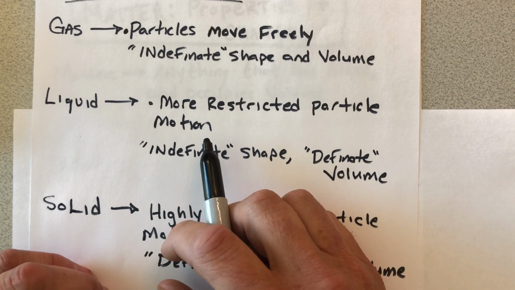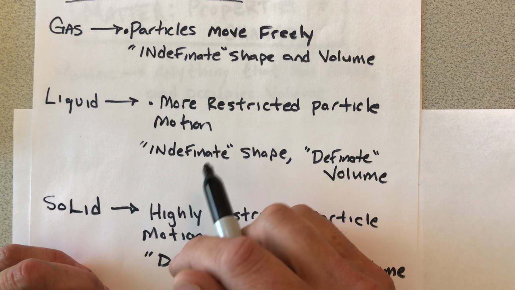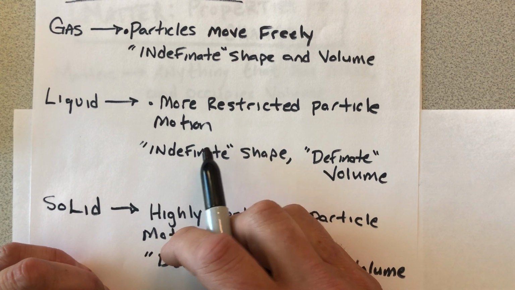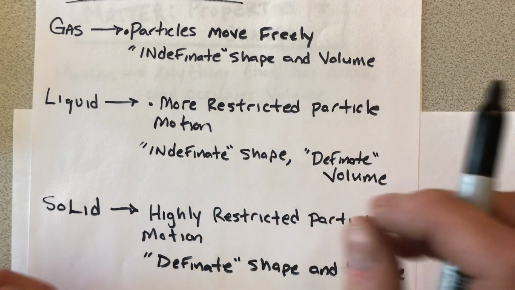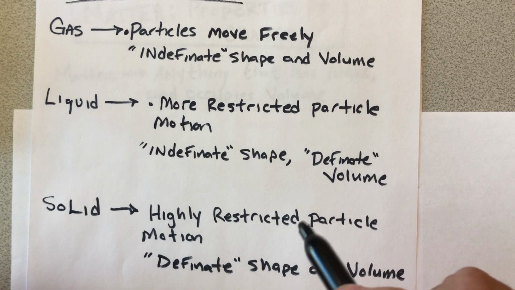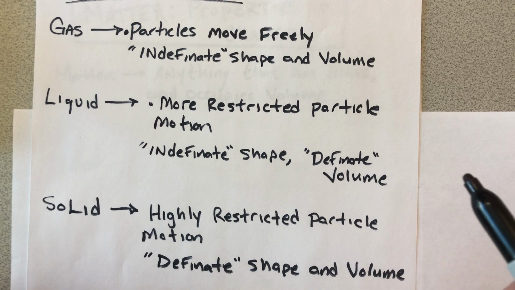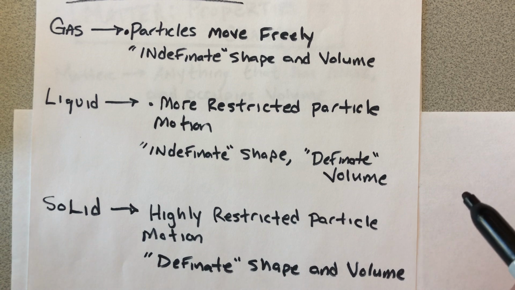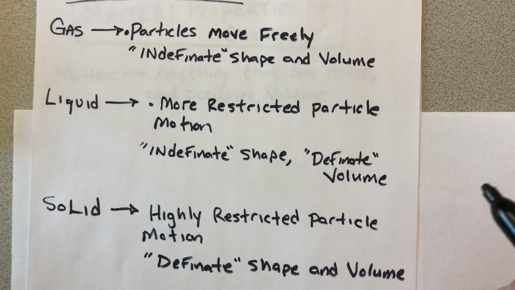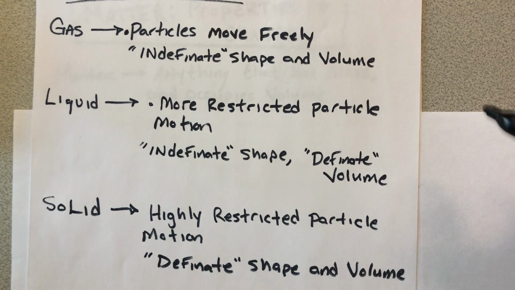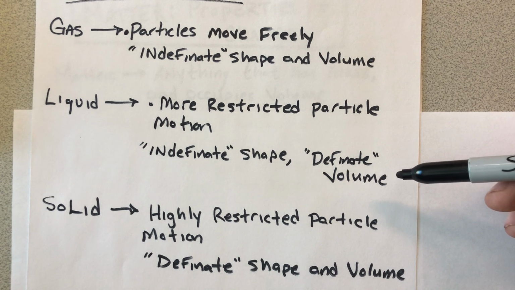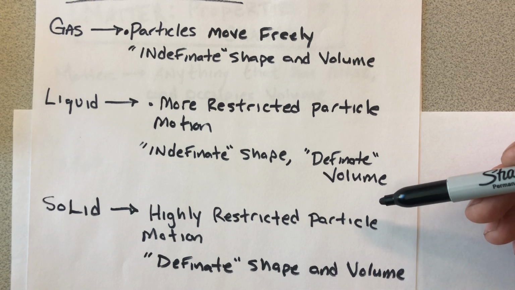Liquids, the particles that make up liquids, the motion of those particles is a bit more restricted. You know what a liquid is. It sort of flows. It's got an indefinite shape, which means, of course, it just takes on the shape of whatever container's holding it. And it's different from a gas because it's got a definite volume, meaning that you can't compress a liquid into a smaller space.